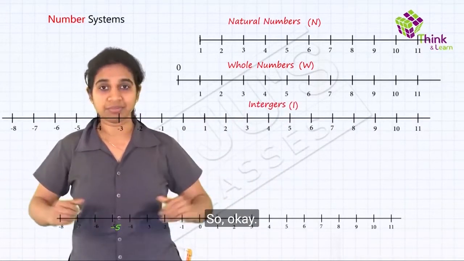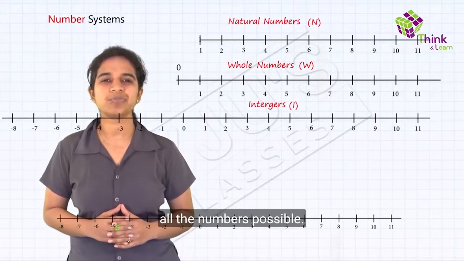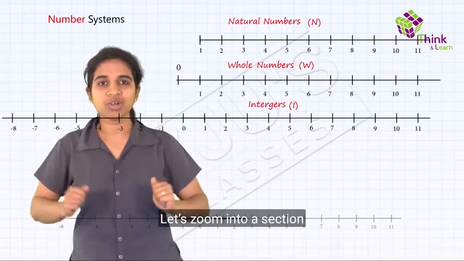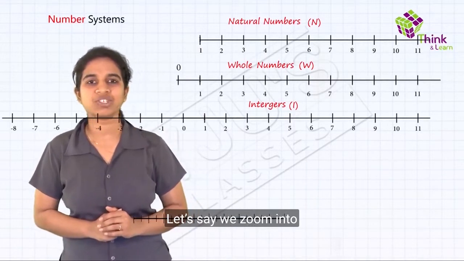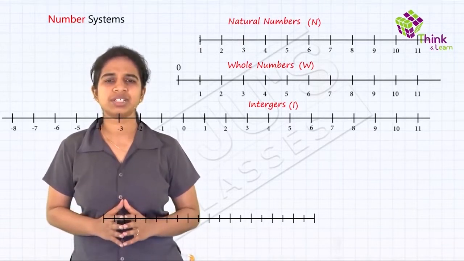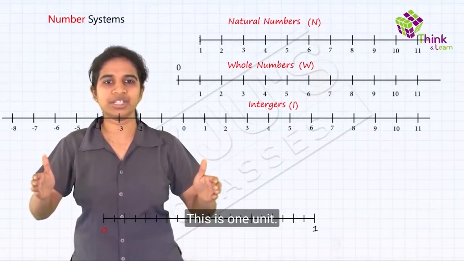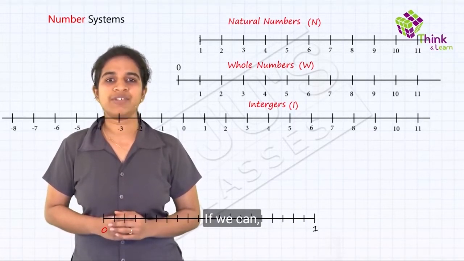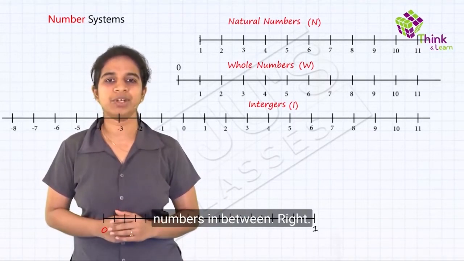So, do we now have all the numbers possible? Seems like a lot, but not really. Let's zoom into a section of the number line to see. Let's say we zoom into 0 to 1. Can we have more numbers here? This is 1 unit. Can we divide it into smaller units is the question. If we can, then we would have numbers in between.